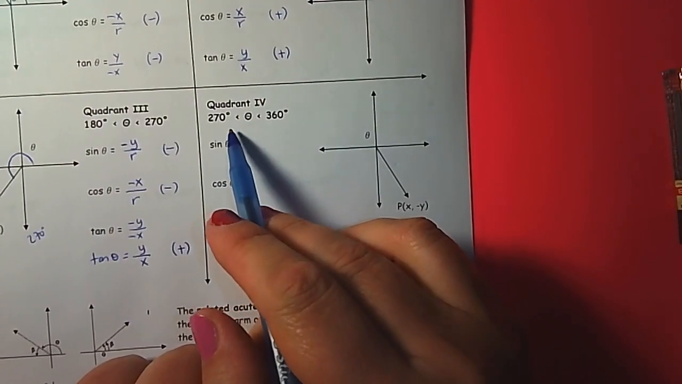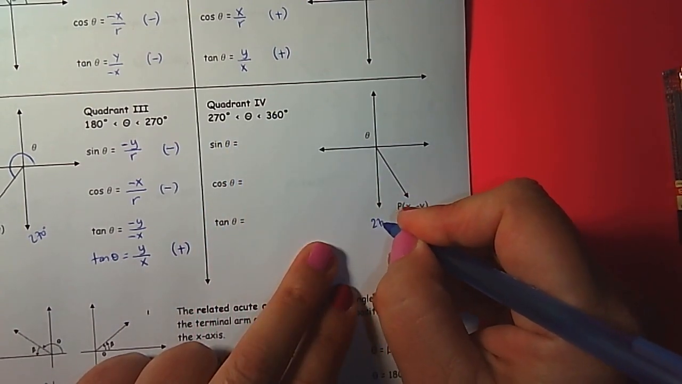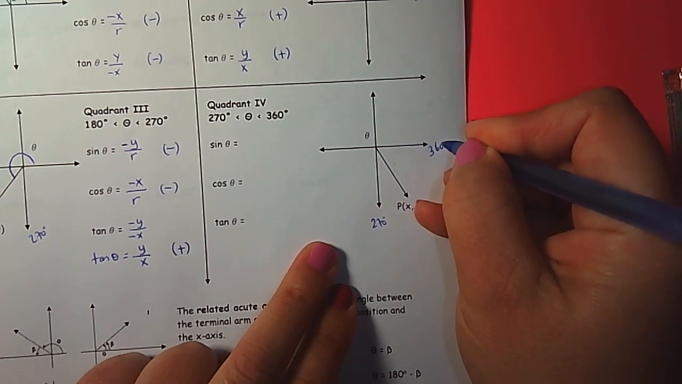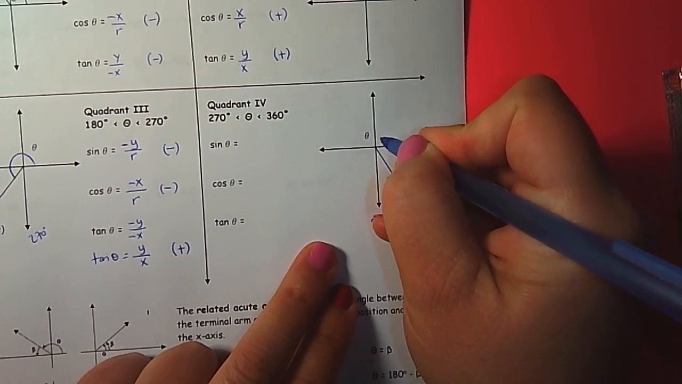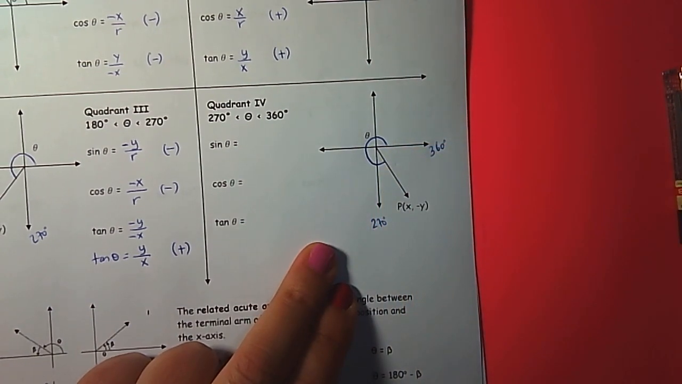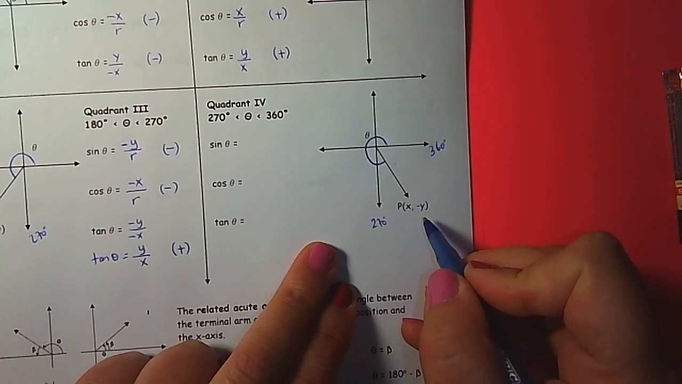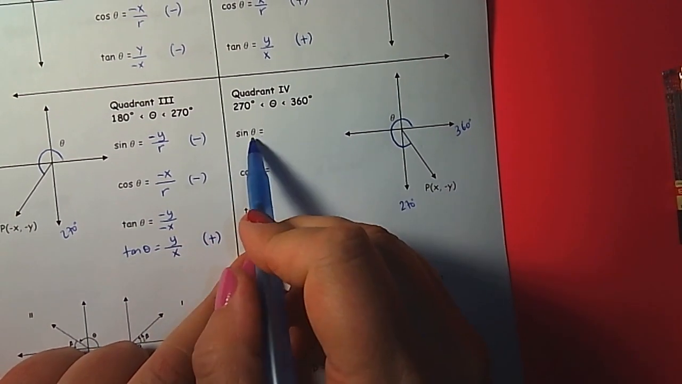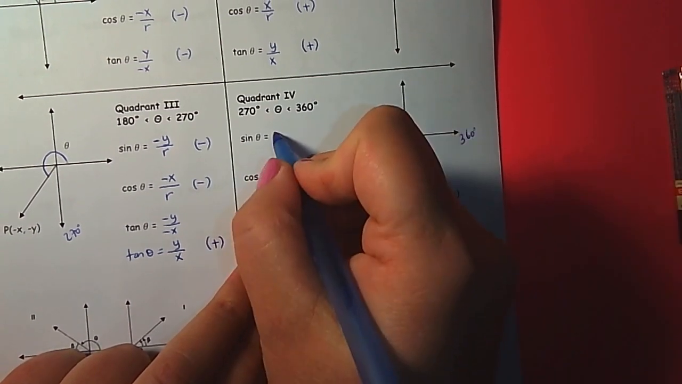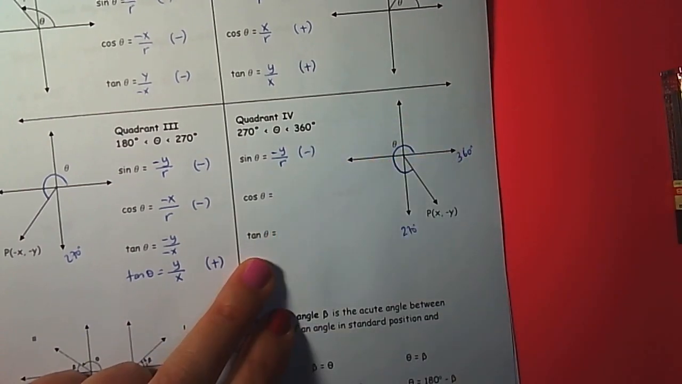Okay, how about if we have an angle theta between 270 and 360? So 270 is here, 360 is here. So if you have an angle that is between 270 and 360, you know that the terminal arm is going to be located in quadrant 4. In quadrant 4, x coordinates are positive and y coordinates are negative. Okay, so sine theta is y coordinate over r, so negative y over r. That will give us a negative value.